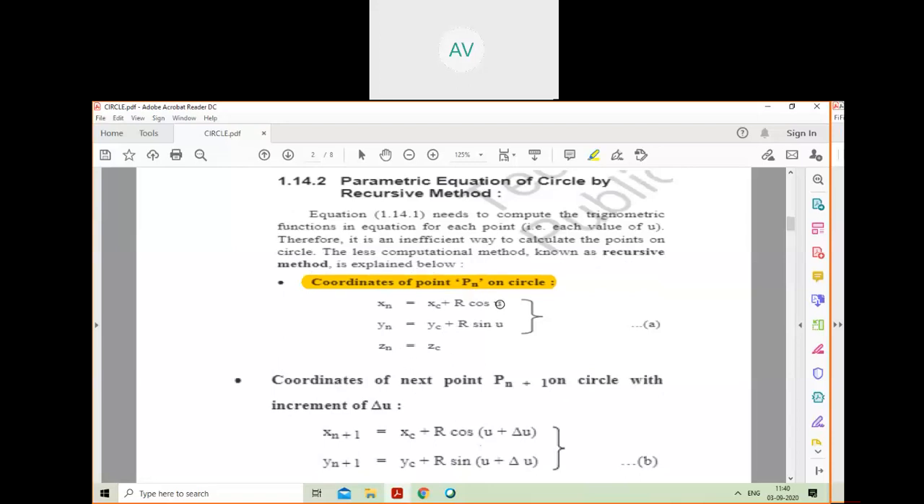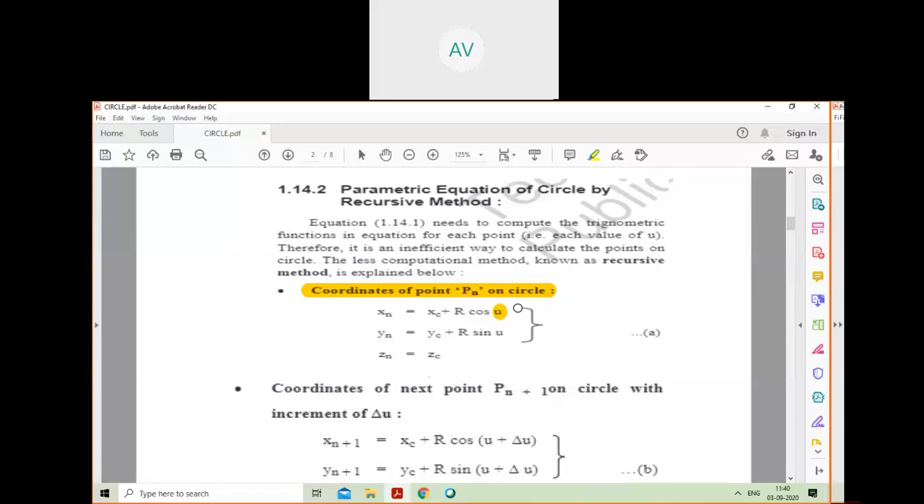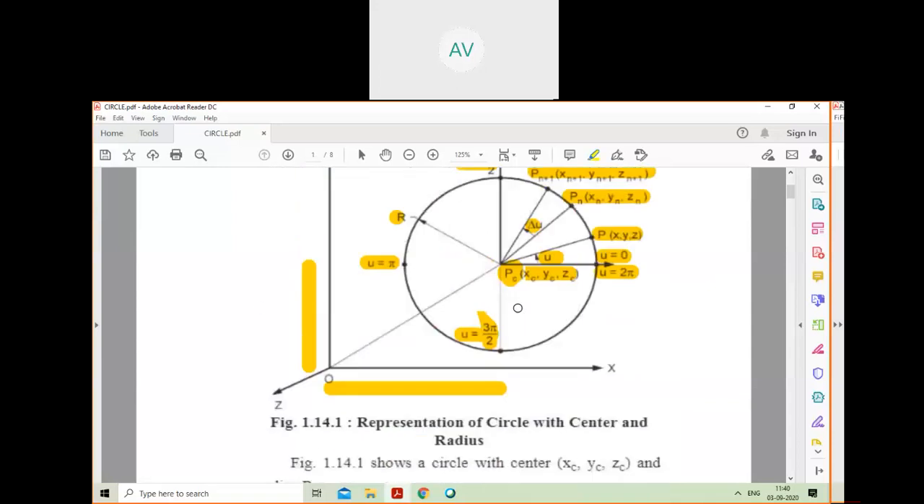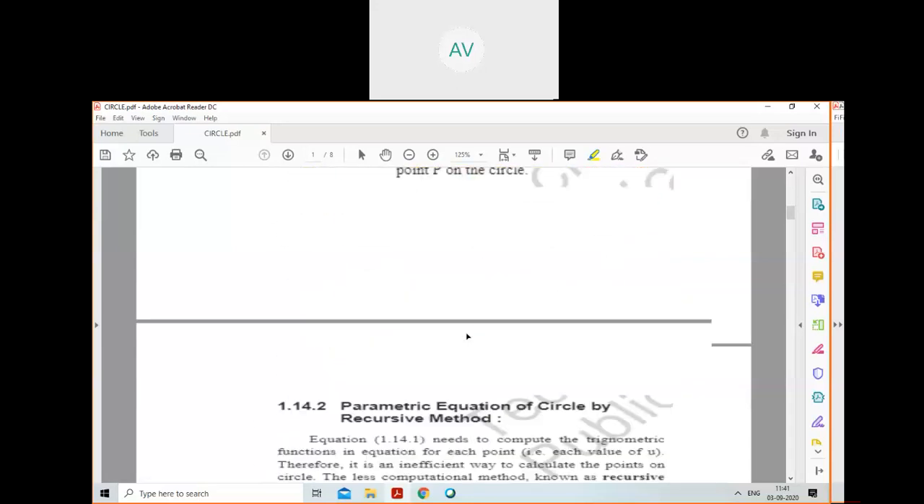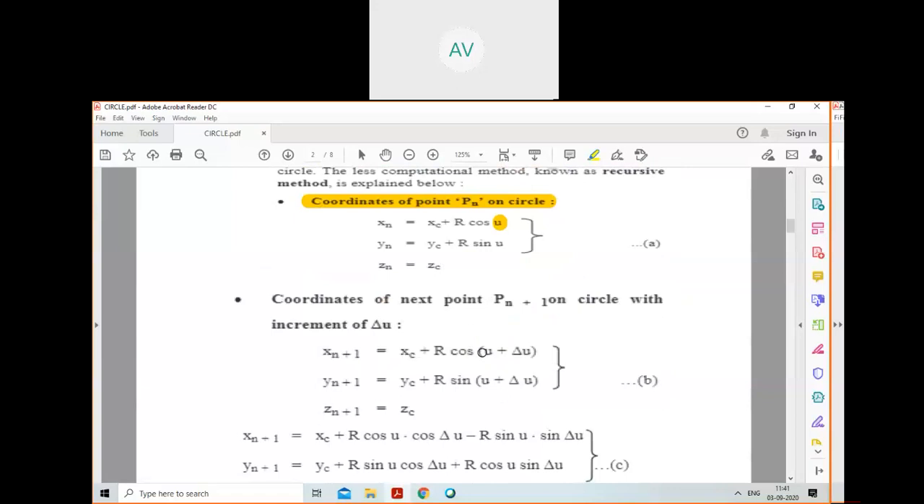As I said, to this u angle we have to add some incremental angle, delta u. From here to here, some angle is incremented. So if we are considering the u angle from here to here, then again we have to add the increment angle to find the next point. How will it be? It will be u plus delta u. So the increment angle is added for calculating the next coordinate. Again here also we added delta u. The z coordinate will remain as it is.